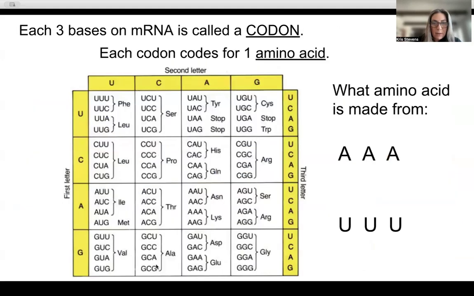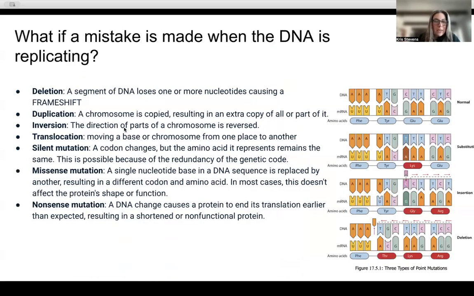Let me see if I can go back. So, say, for example, I only changed one letter. There's more than one way to get arginine right here. So, it could be a mutation, but it actually led to the same amino acid. Therefore, it was silent. So, a missense and nonsense are also mutations, and we will look at these in class.